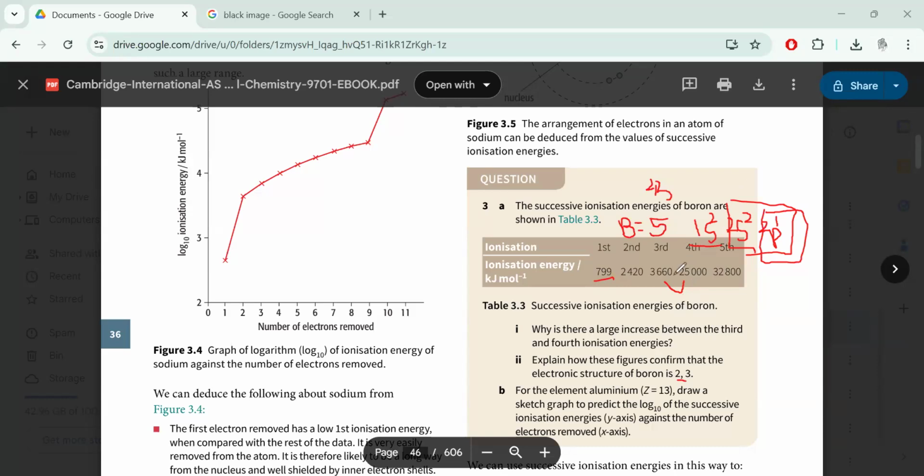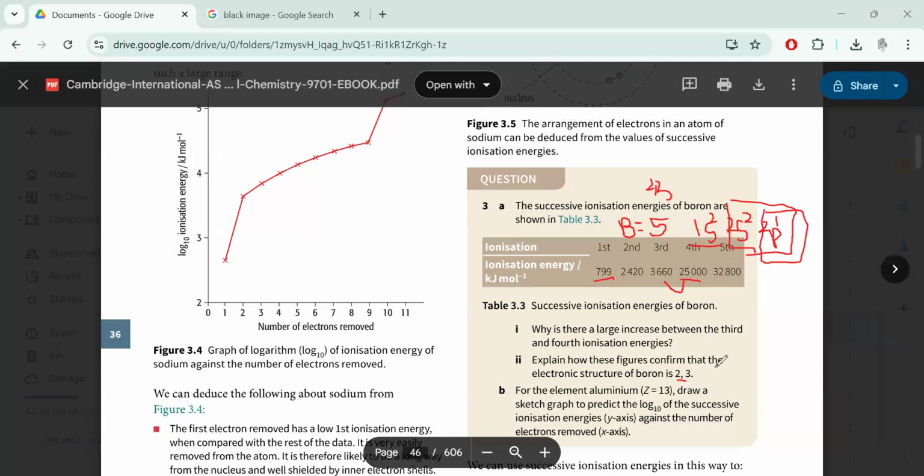So that's why from the third to the fourth ionization energy, there's a really big leap. Moving on to the fourth ionization energy, the electron is near the nucleus, so it requires a lot of ionization energy, since the greater the force of attraction, the more energy is required to remove the electron. So that's why this gap is explained. That's actually the reason why.